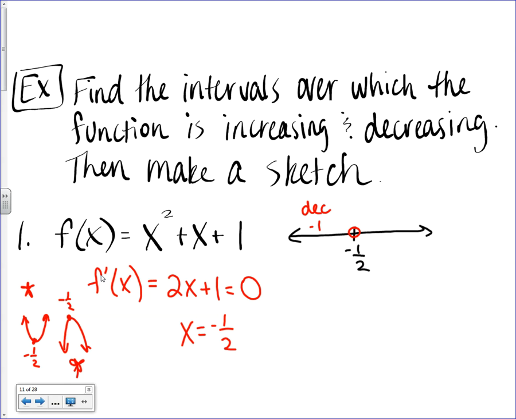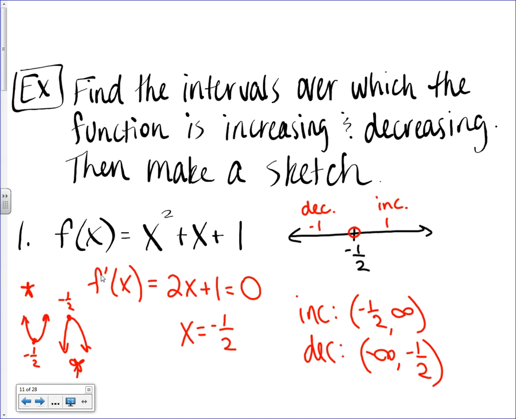Pick a number after -1/2. 0, what do you get? 1, which means this thing is increasing. Fair enough? Okay, so we can answer part of our question. I know this thing is increasing from -1/2 to infinity, and I know it's decreasing from negative infinity to -1/2. Any issues there? Everybody doing okay?